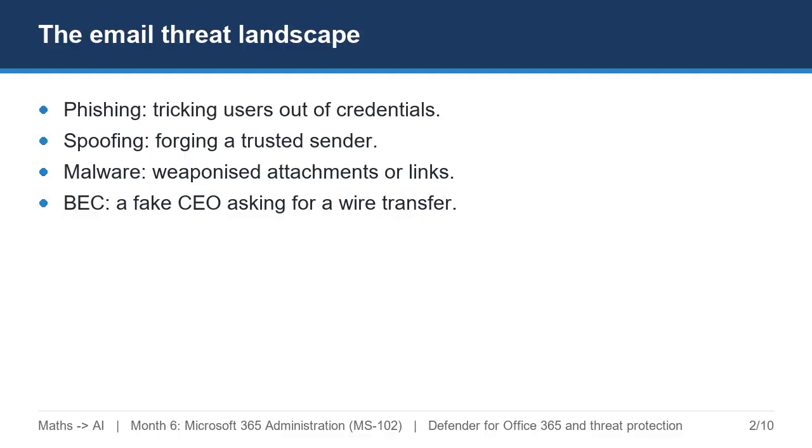Let's set the scene. Most attacks against a company arrive by email. Phishing tricks a user into handing over their credentials. Spoofing forges a trusted sender so the message looks legitimate. Malware hides in an attachment or a link. And business email compromise, or BEC, is that convincing message from a so-called CEO asking finance to wire money urgently. No single filter stops all of these, which is exactly why Microsoft stacks protection in layers.